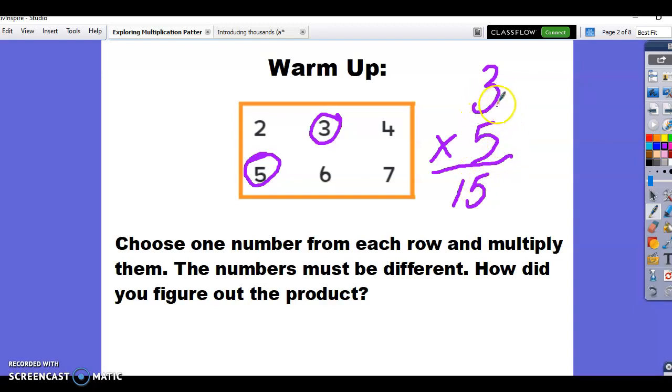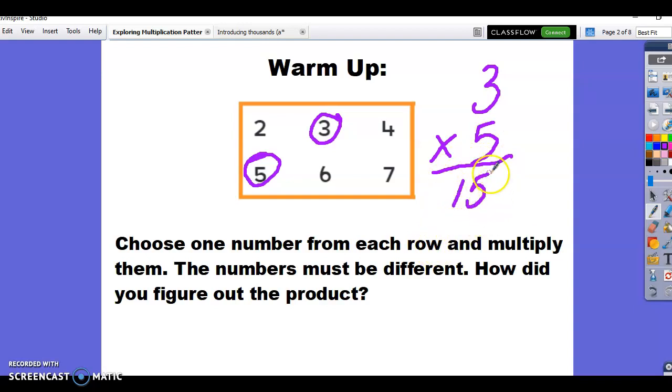So you could do this in multiple different ways. You could create an array, skip count, or do repeated addition. For me, I skip counted by 5s because 5s are super easy, and I did that 3 times. You could also do the inverse, or the switch of it, and skip count by 3s 5 times. That would be 3, 6, 9, 12, and then 15 is your answer.